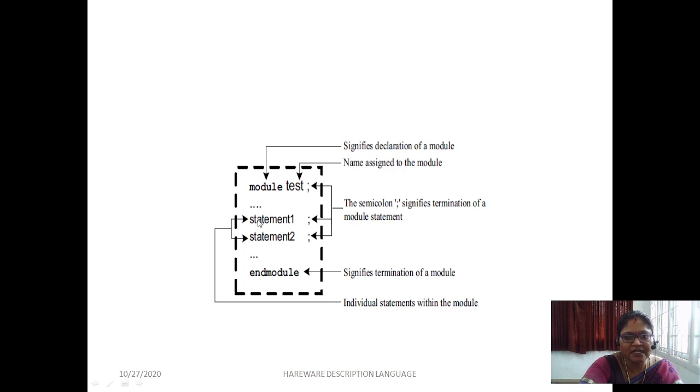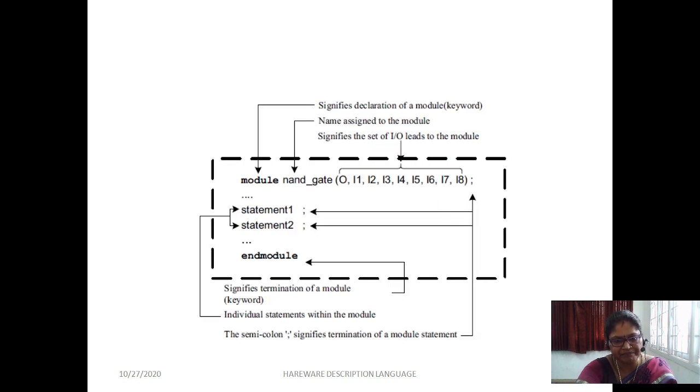And then here statement 1, statement 2. All the statements have to end with a semicolon, and the module will be terminated by endmodule. So the module starts with module and should end with endmodule. So this is the procedure to write your program in Verilog HDL.